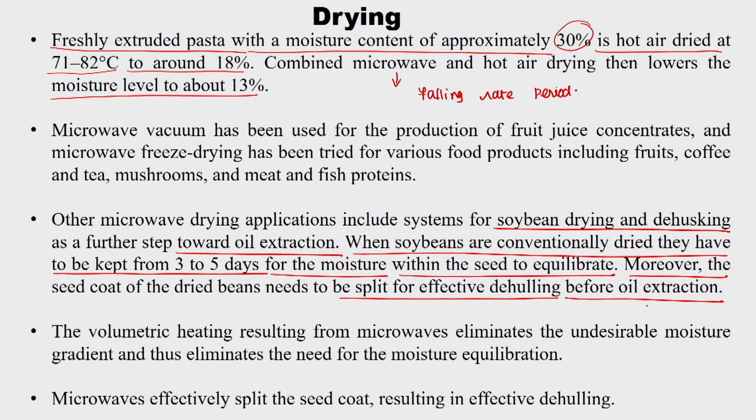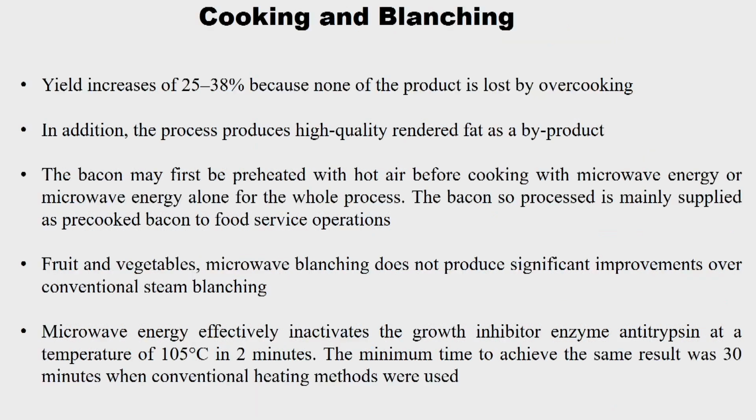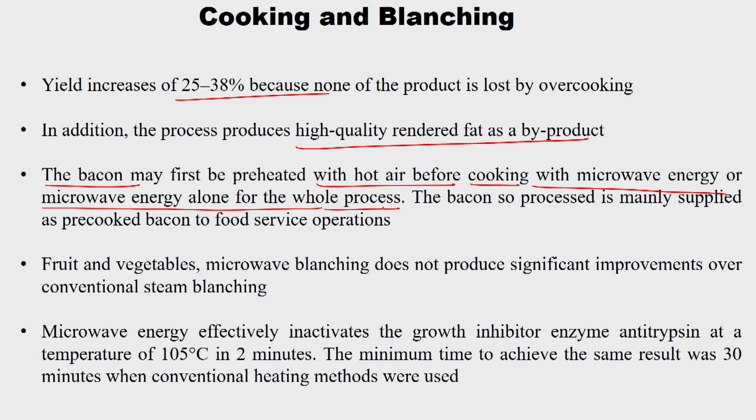So, that means I need not dry it for 4 to 5 days to remove the moisture content in the microwave processing. Moreover, the dehulling will be the easiest operation if I do it with the microwave. Then cooking, it is a normal operation. So, it improves the yield by 25 to 38%, and also it renders high quality fat as a byproduct, and these are examples. The bacon may be first preheated with hot air before cooking with the microwave energy, or microwave energy alone may be used for the whole cooking process.